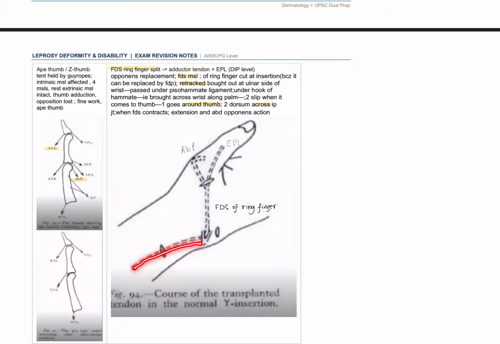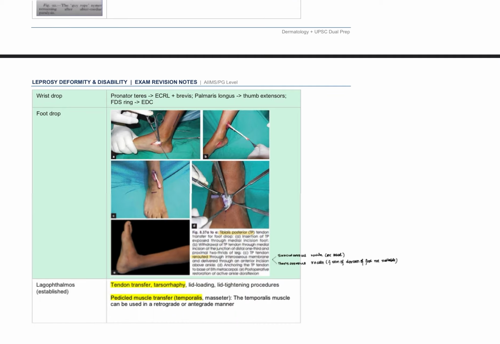First of all, it is split at the insertion. Then we will take the FDS out, and then we will retract it on the ulnar side of the wrist, and then it is passed under the pisohamate ligament, and it is divided into two slips. One will go around and serve the function of abductor pollicis brevis, and the other of the extensor pollicis longus. So these two slips will allow the opposition of the thumb.